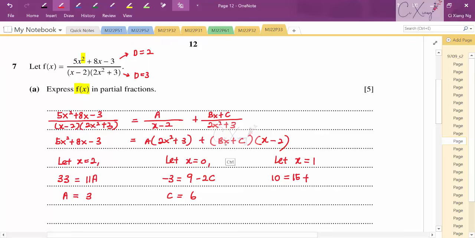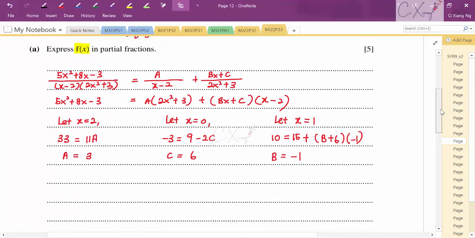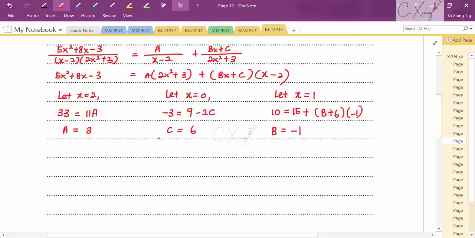Substitute x equals 1 here, you're having b, and then plus c, which is plus 6, then negative 1. If I simplify this equation, then I will get a value for b, which is negative 1. So now I can see I already have all the unknowns a, b, and c. Therefore, I can rewrite my rational function into the proper partial fractions. Okay, so this is what I should have.